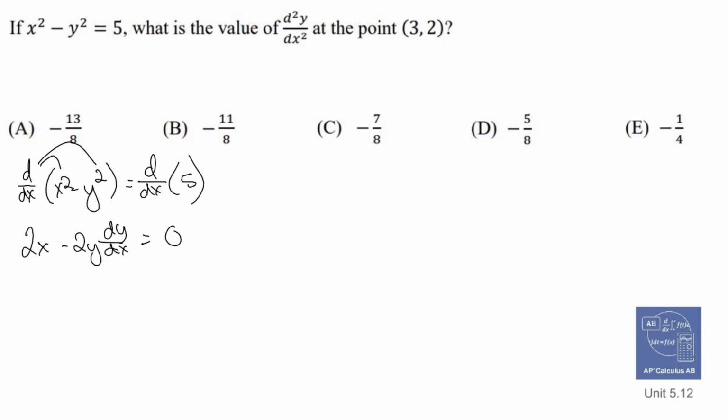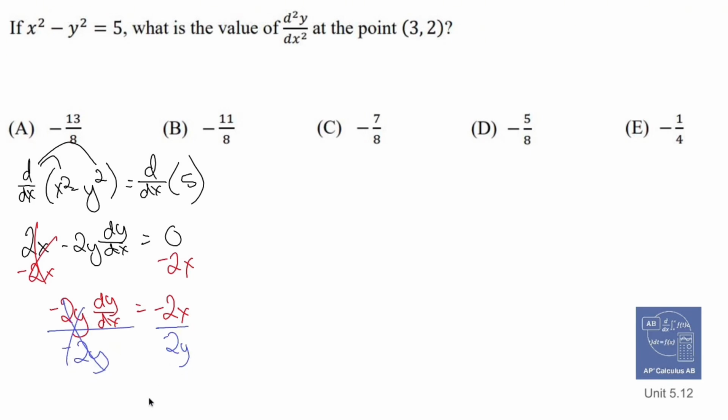Now let's isolate dy/dx. Let's subtract 2x from both sides, like that. Negative 2y dy/dx equals negative 2x. Let's divide both sides by negative 2y. And dy/dx is going to equal, let's see, negatives cancel out, 2's cancel out, just regular x over y. All right, that's nice. Now that's my first derivative.